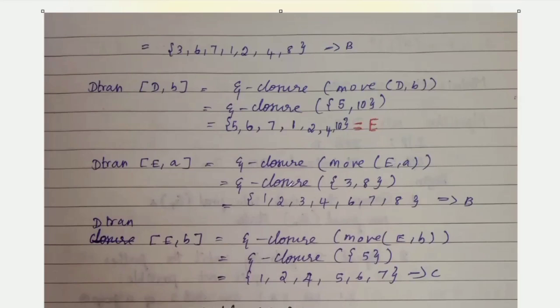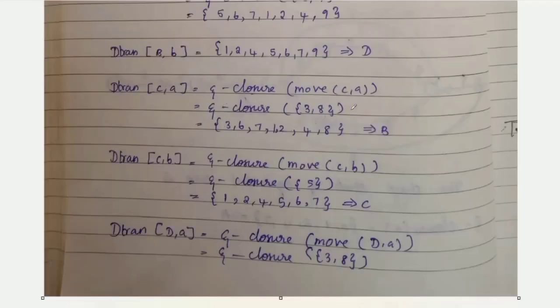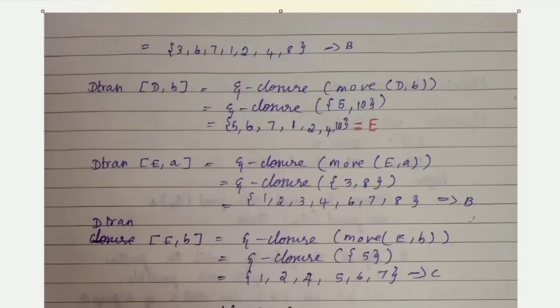Now we have to compute epsilon closure of 3 comma 8. So we have an answer: epsilon closure of 3 comma 8 is going to be B. So here you mention B.